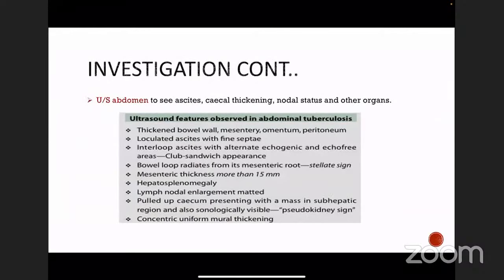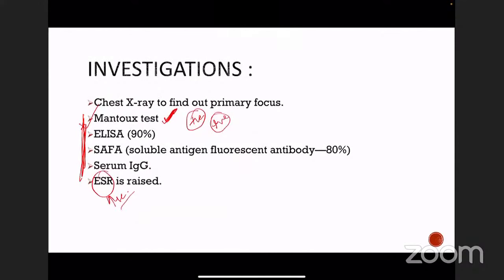So what other investigations justify this abdominal tuberculosis? With this, we just get that the patient is having TB. But where?